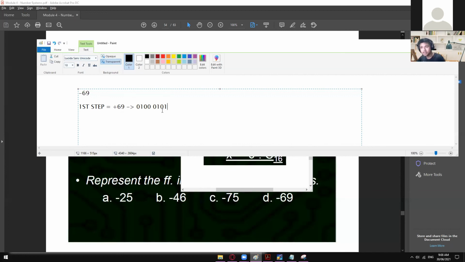Are we clear so far with the first step? This is the positive representation of the binary +69. And then second step, let's complement each bit.